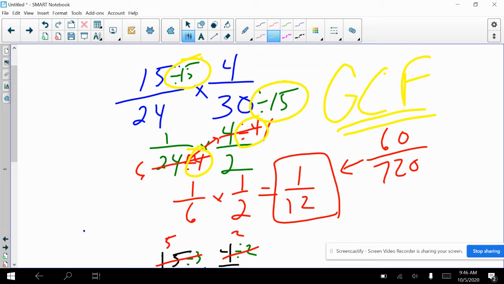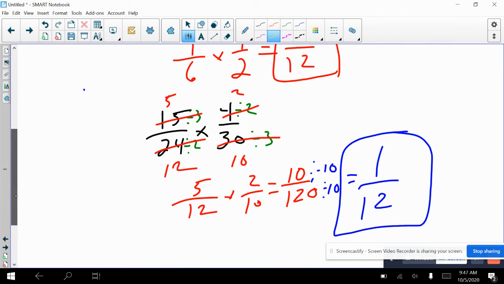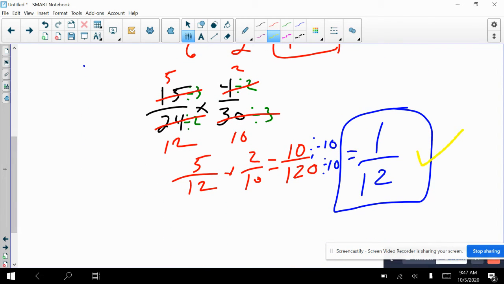Okay, again, this goes all back to the beginning of being able to know your facts. If you know your facts, this is probably going to be really easy for you. Okay, no worries if you don't get the largest number. You're just going to have to divide again to get your answer in lowest form or simplest form.